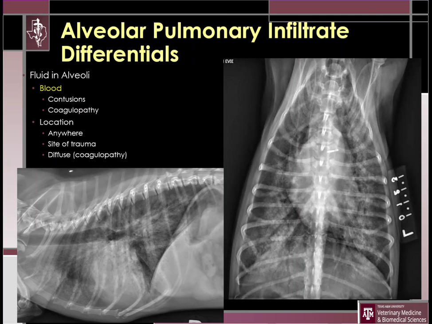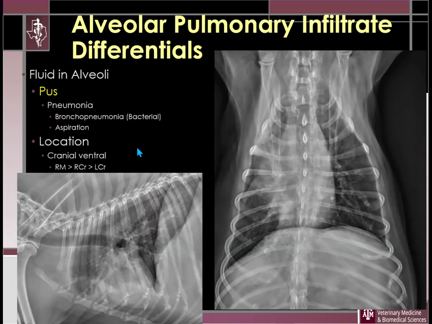Here's an example of what diffuse pulmonary hemorrhage can look like, with this diffuse increased opacity throughout the lungs. It's very difficult to visualize the pulmonary vessels. So this is an alveolar pattern, and when you see something like this, one of your differentials would include a coagulopathy.